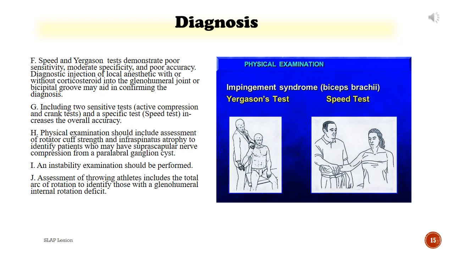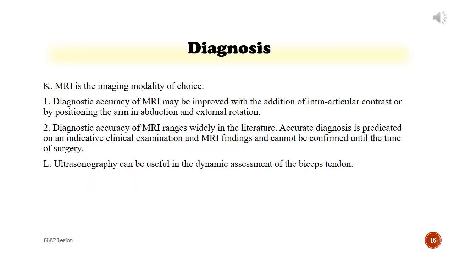An instability examination should be performed. Assessment of throwing athletes includes the total arc of rotation to identify those with a glenohumeral internal rotation deficit. MRI is the imaging modality of choice.